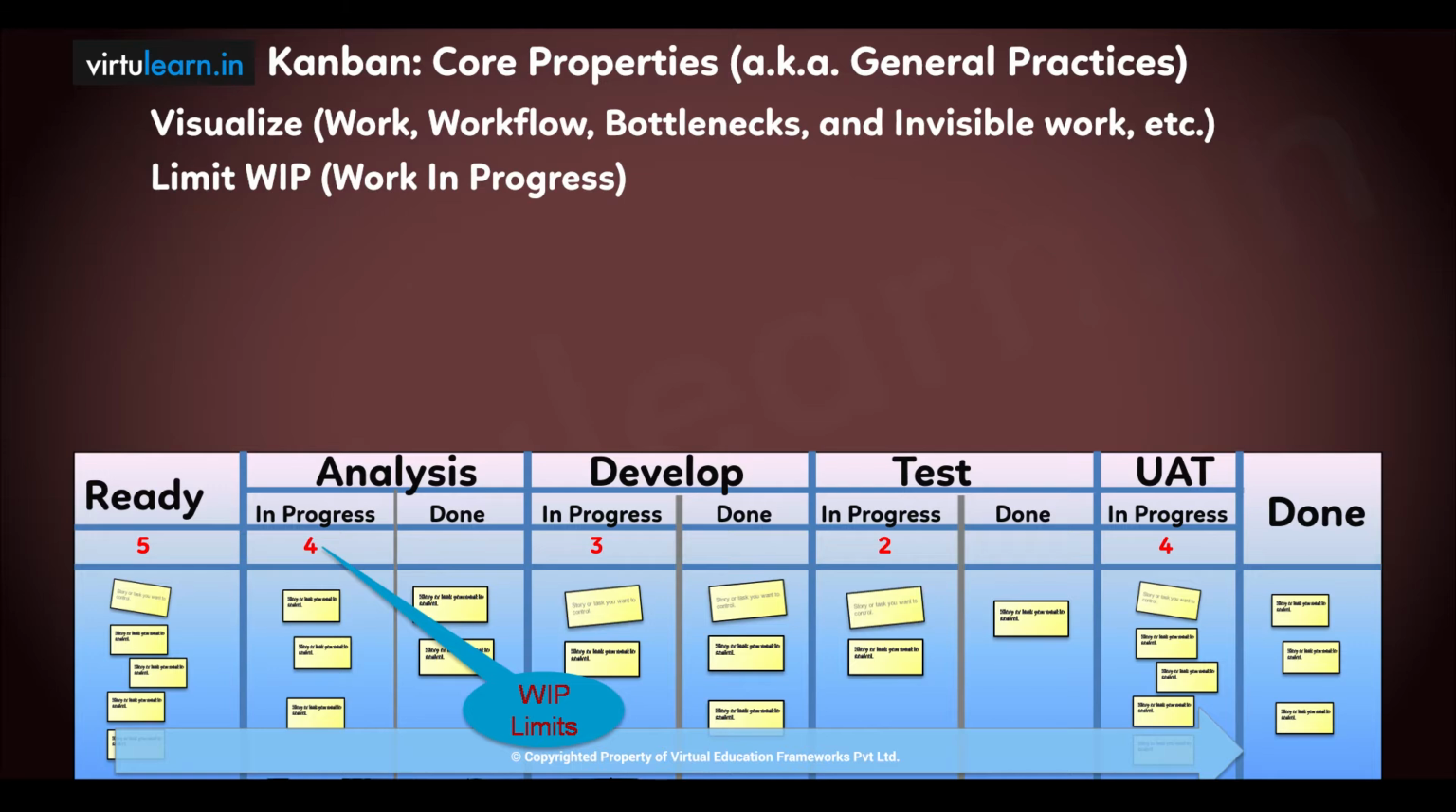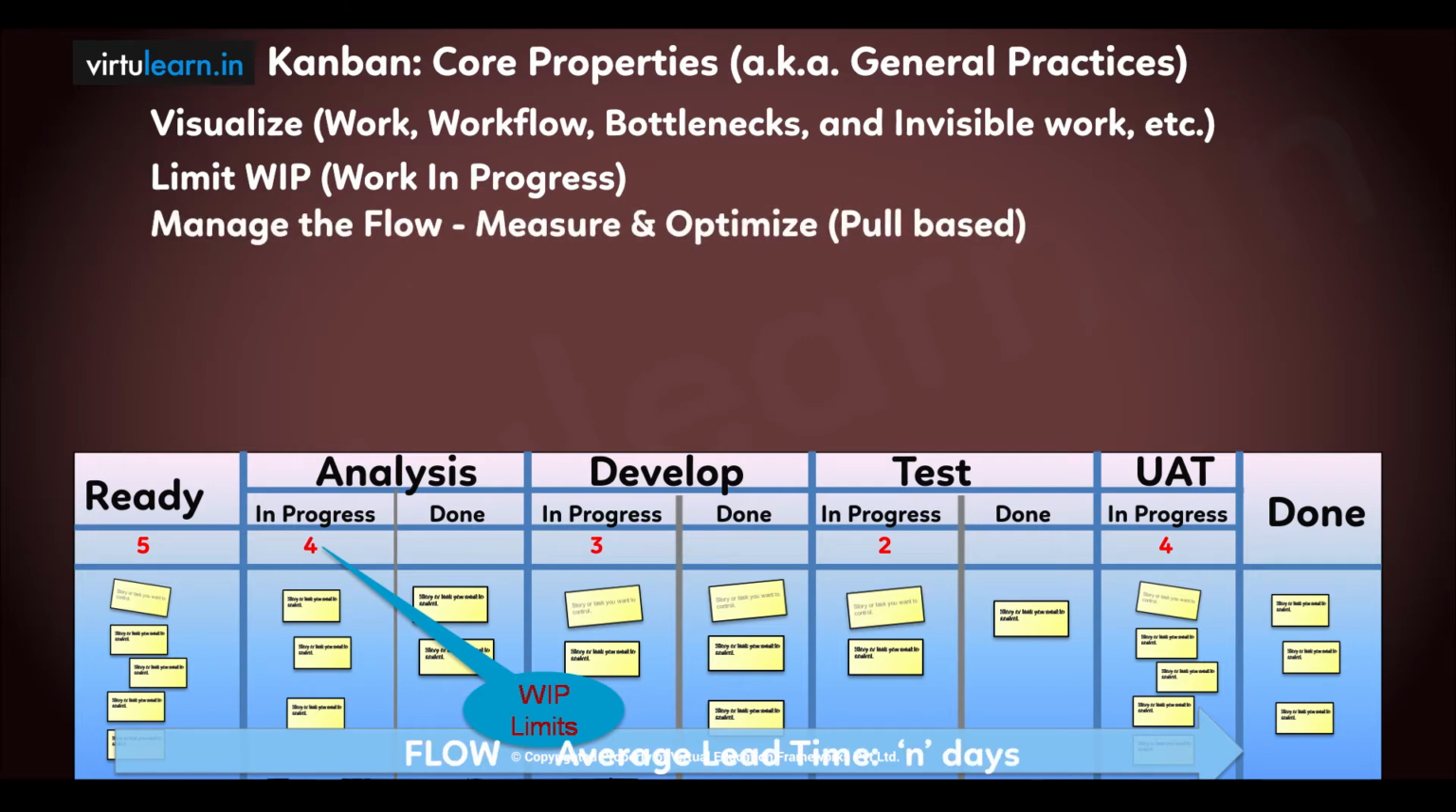Another practice is manage the flow. The overall efficiency in the organization comes from the flow of work, from beginning to end until we deliver to our customer. So it's important to measure and optimize the flow. Kanban uses pull-based systems to improve the flow and to ensure that the flow happens with minimal delays possible, or even try to avoid delays.